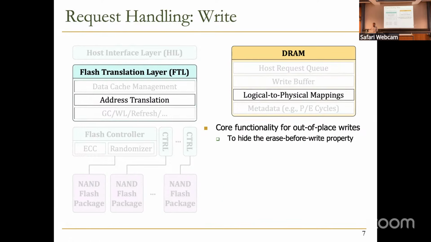Okay. So after data cache management, we go to the address translation. And this part is actually important when you want to write to the flash chips. So if you write to the write buffer and then you're done with it, actually most of the time when we write to the write buffer, we send the acknowledgement to the host. For many cases, we can do that. And that's why we don't really need to immediately go to the address translation part. But when you want to write it to the flash chip, you need to go to the address translation, which is a core functionality for out-of-place writes.